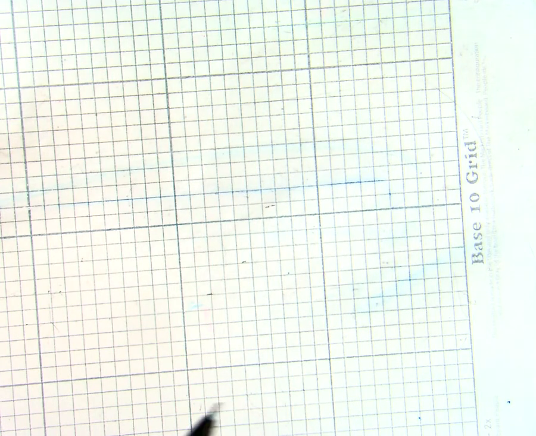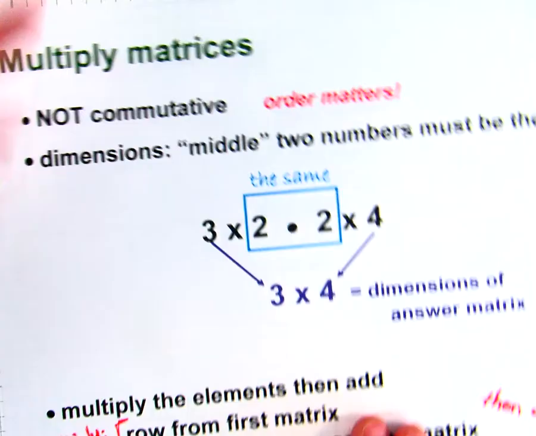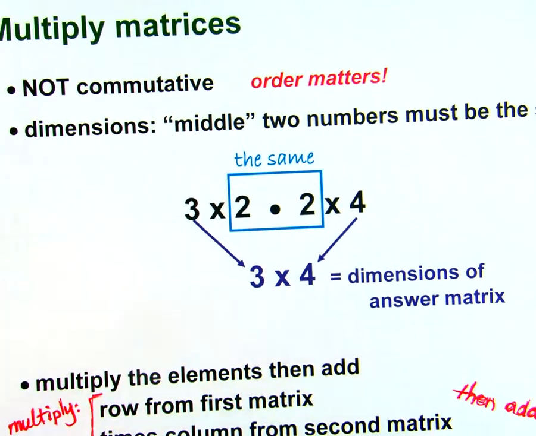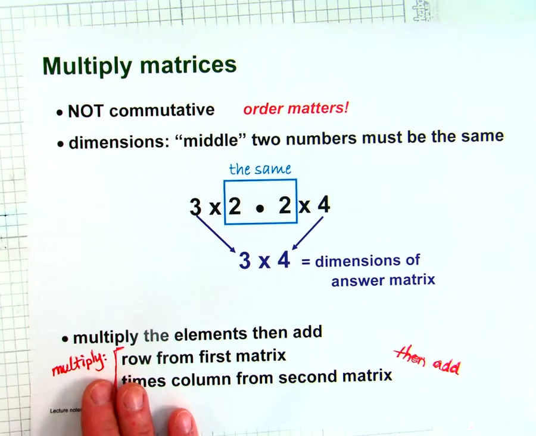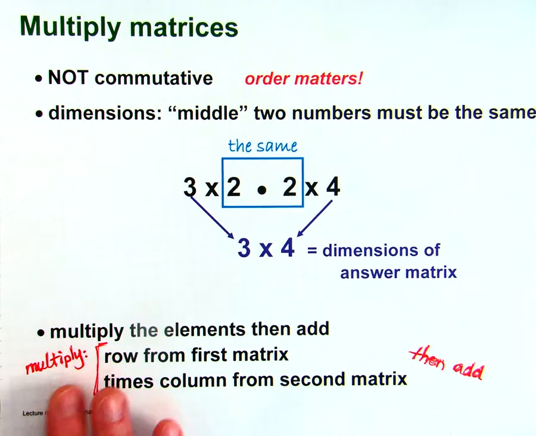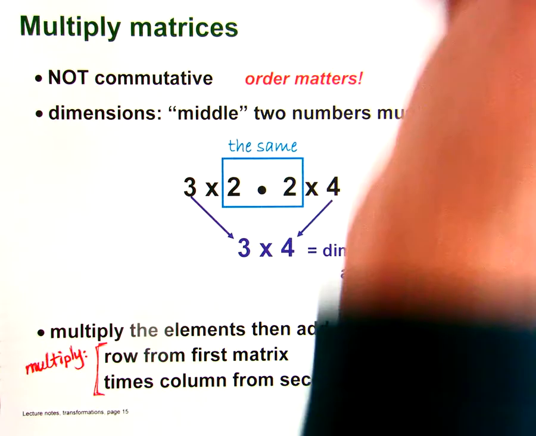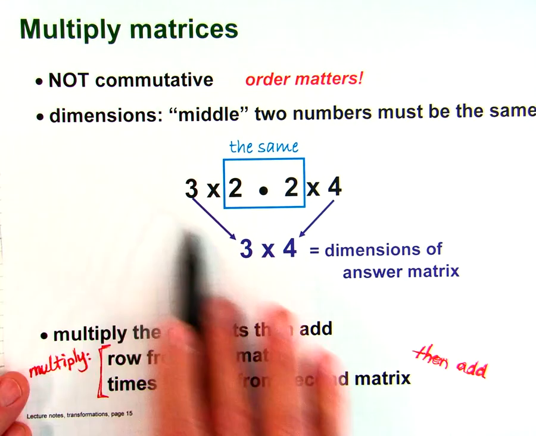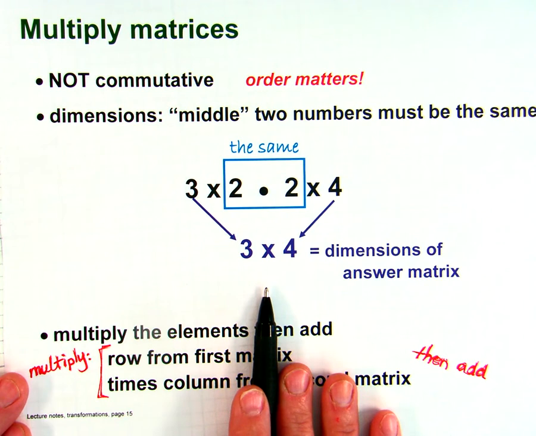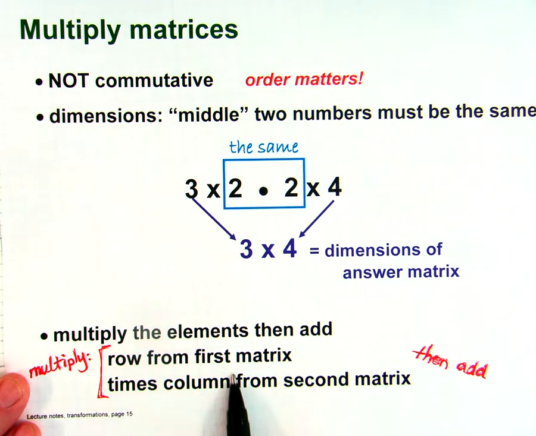Now, multiplying matrices. This is the problem. This is the bugbear that gets everybody. This is why we like computers. Multiplying matrices is not commutative. The order in which they're written matters. The dimensions are kind of weird, and when I go through it, it'll be a little clearer.